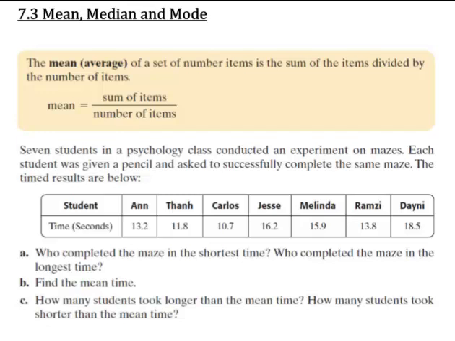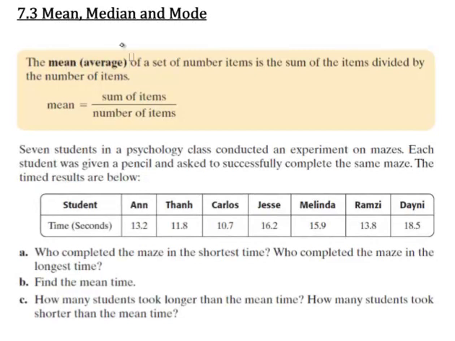Okay, so 7.3 deals with mean, median, and mode. And so the first part here, we'll talk about the mean. I want you to notice that the mean is just an average of a set of numbers. And the way we find the average is we add up all the numbers that we have, and then we divide by the number of items that we have.